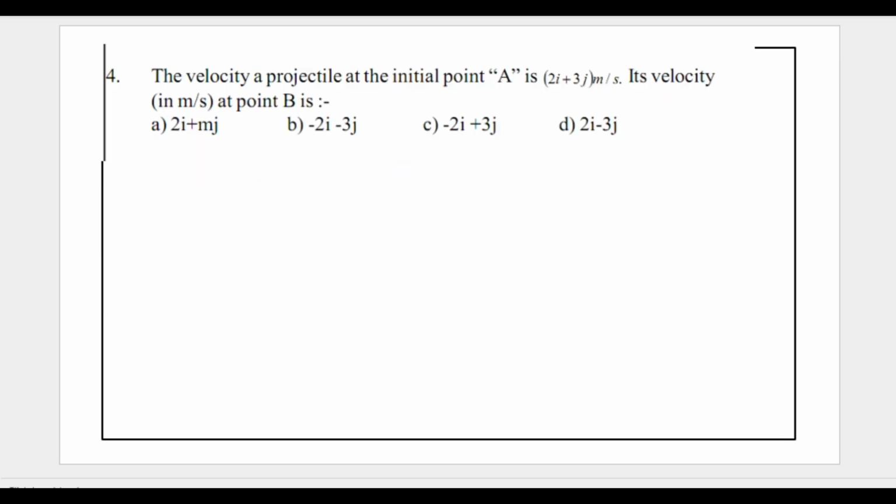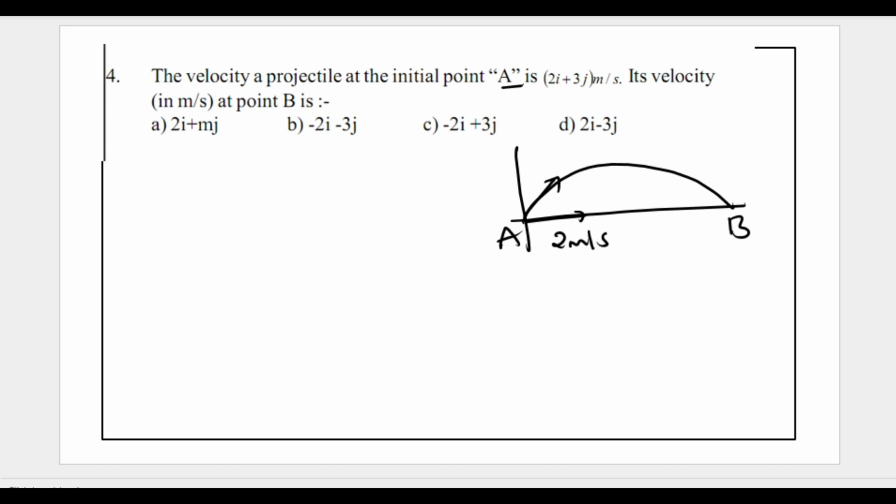Let's go to one more. The velocity of a projectile at the instant A is 2i plus 3j meter per second. Find its velocity at point B. Here point A is the point of projection and point B is the point of landing. At point A, the velocity is given as 2i plus 3j, which means 2 meter per second along the x-axis and 3 meter per second along the y-axis.